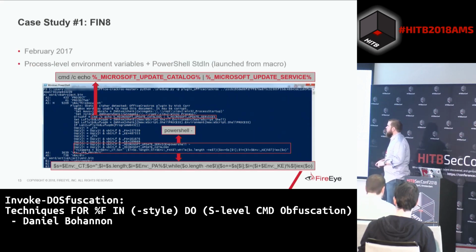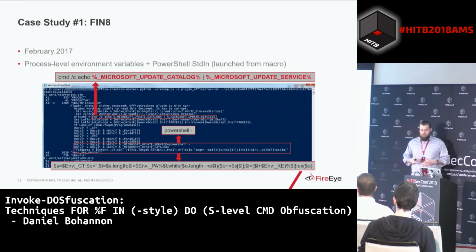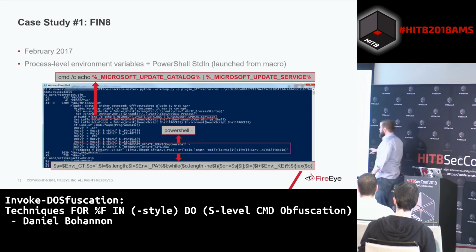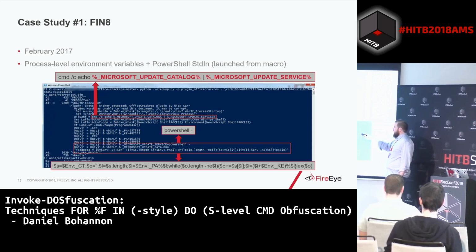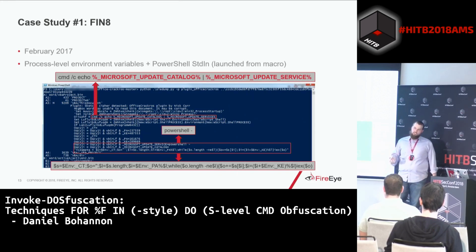So last February, we saw FIN8 using this technique, and this was basically in an obfuscated macro. But what they're doing is they're basically setting this PowerShell command. They're using environment variables at a lot of different levels. So this bottom one is their PowerShell command, which they're putting in one environment variable at the top. And then they're putting this PowerShell dash, which is going to say run PowerShell, but take the command as standard input. They set that into the second environment variable, and they do cmd /c echo %var1% pipe %var2%.